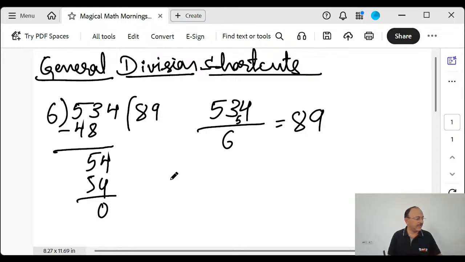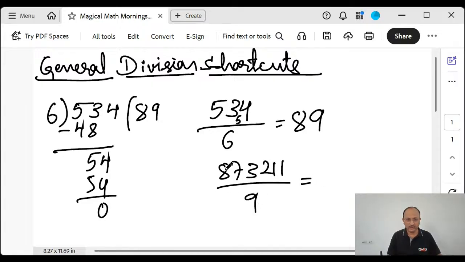If you do the same thing, like 87321, I want to divide by 9. Let's see what we do. 9 9s are 81. 6 is left out. Correct? 87 minus 81 is 6. And 6 and 3 is 63. So 9 7s are 63. Nothing is left. Then 9 goes into 2 zero times.